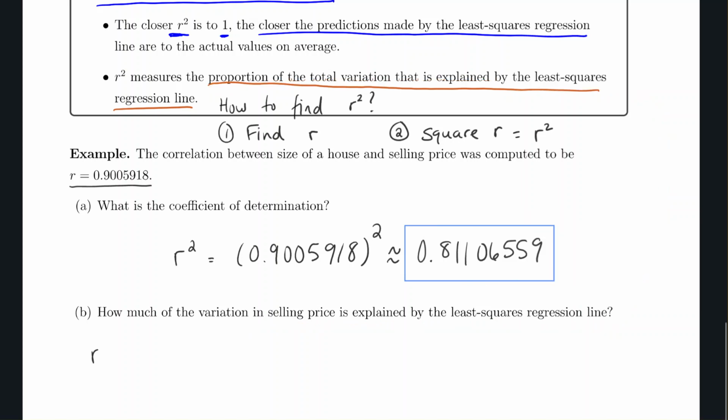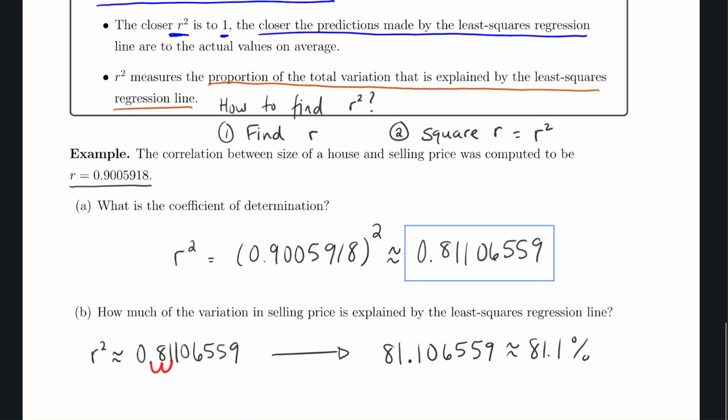So all I have to do is record r squared, which is about this value. Currently this is a proportion, a part out of a whole. To make this easier to think about, we're going to change this into a percentage. We change it to a percentage by moving the decimal place twice. So that gives me 81.106559, or about 81.1% of variation in selling price is explained by the least squares regression line.